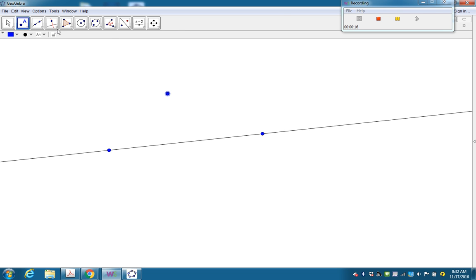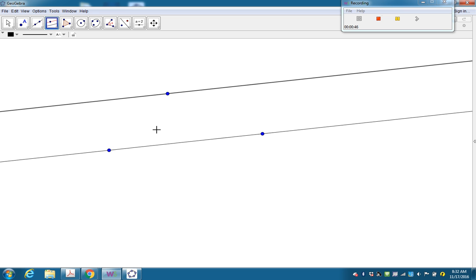All right, then we're going to construct a parallel to this line through this point. So you guys should be getting pretty good at this stuff, but you just go to parallel line, and you click on that point, and then you click on that line, and it'll make a parallel line. Did you do that? Yes? No? With me? Questions so far?